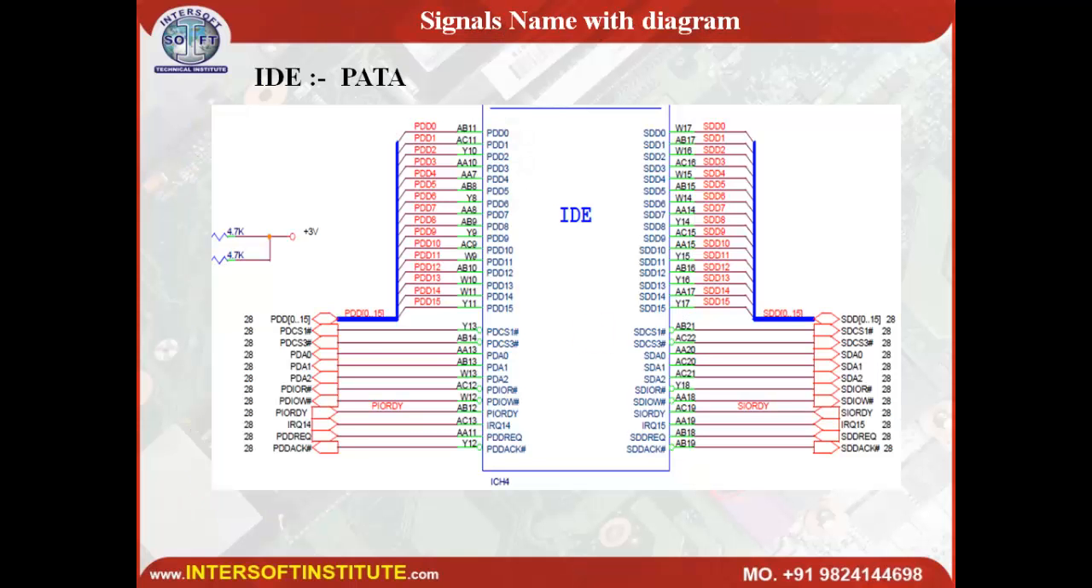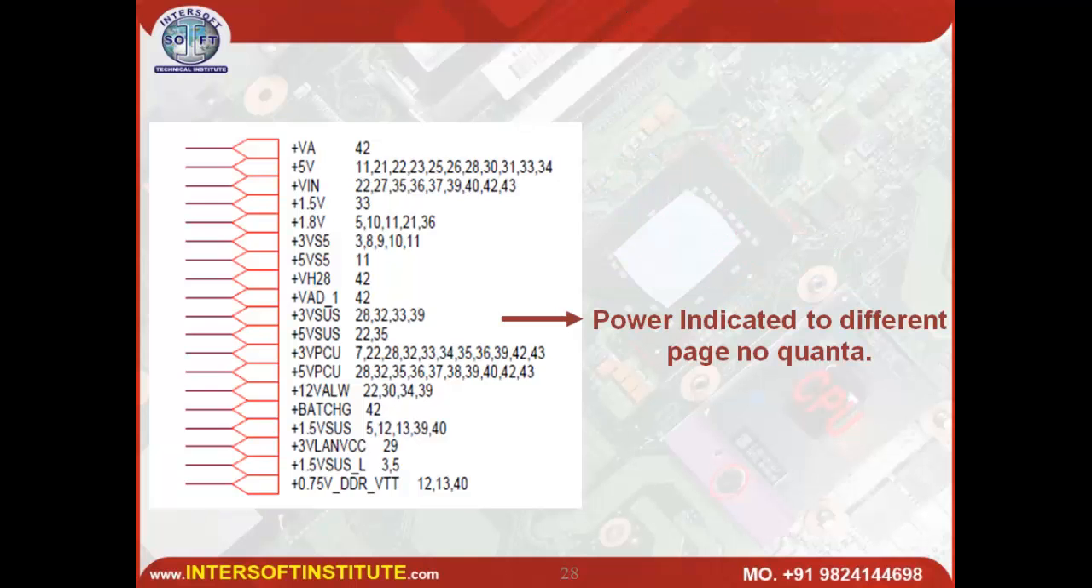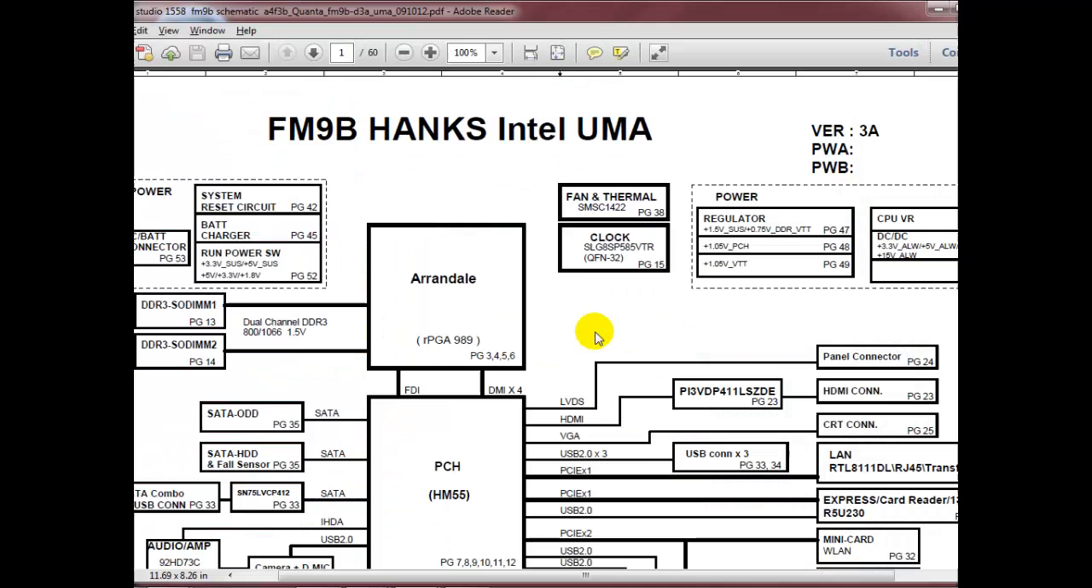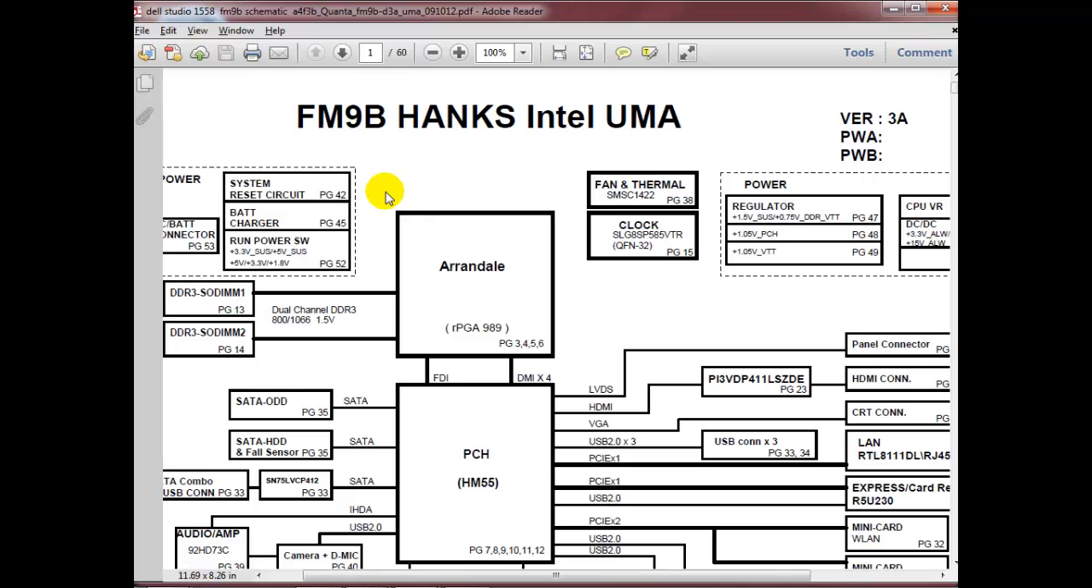Now we will see the connection details. Before going to the connections, we will open the schematic diagram and understand where this power is going. We can see the schematic diagram will be like this. This is your CPU, this is your PCH, this is FM98, meaning the Dell Latitude 1558 model diagram is there. This is your block diagram.